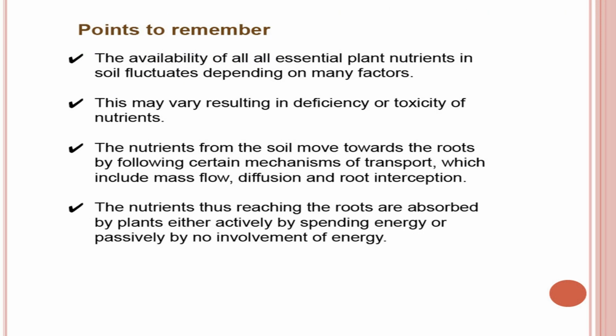Now, what are the important points to remember? The availability of all essential plant nutrients in soil fluctuates depending on many factors. This nutrient availability in soil is governed by several factors like physical factor, chemical factor and biological factor. If your physical conditions of the soil are good, like if you have good soil texture, good soil structure and good water holding capacity of the soil, then the nutrient supply is more.